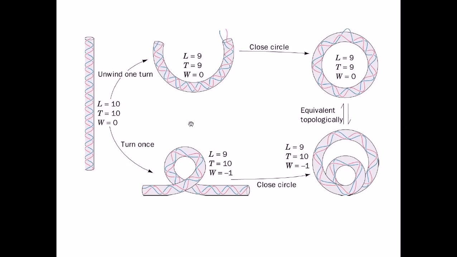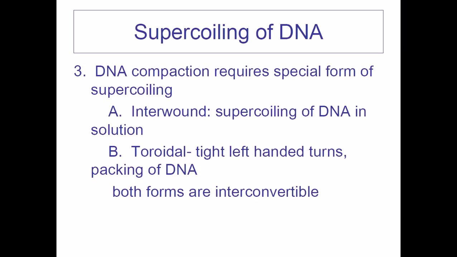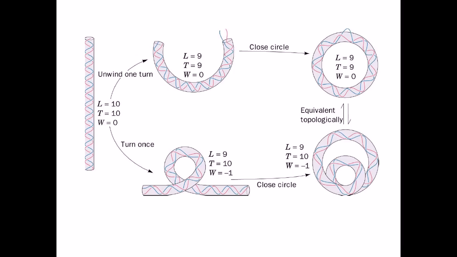Now the supercoiling of the DNA. Normally the DNA compaction requires a special form of supercoiling, because supercoiling is required inside the cell in many aspects. Our DNA is very, very large, and for a small cell to hold that DNA is very difficult. To cope with this situation, we need to have more supercoils inside our DNA, right? So for that reason, supercoils are very important in many aspects. In this case, we've seen one such thing, how to do that.